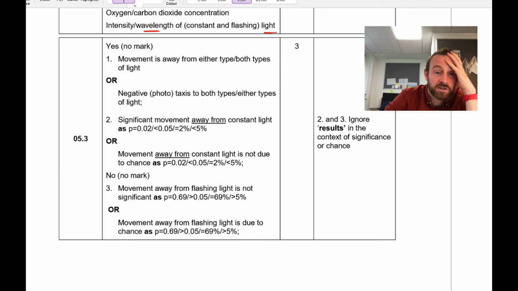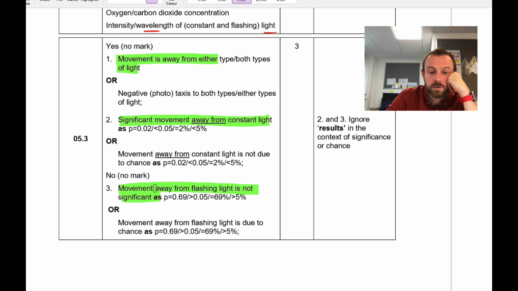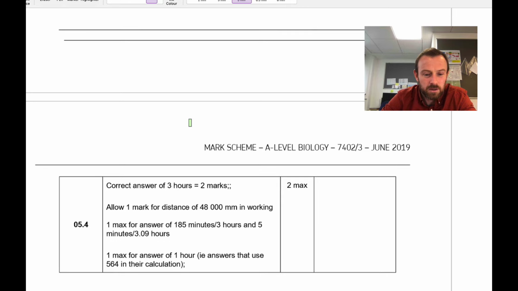Gosh, okay. It does give you this mark for yes, the movement is away from either. But the significant movement is only away from constant light. And the movement away from flashing light is not significant. Any other marks on that? No.